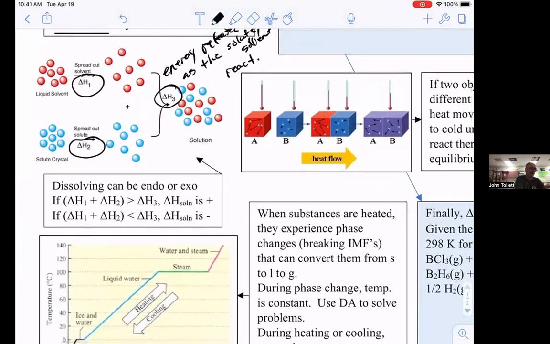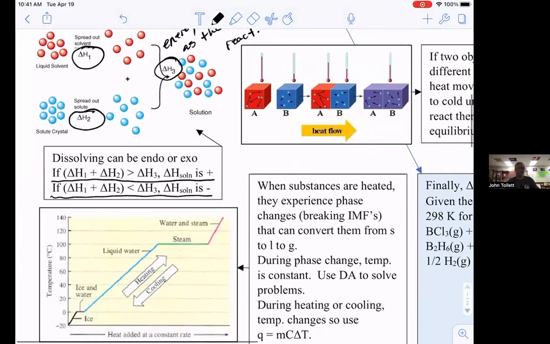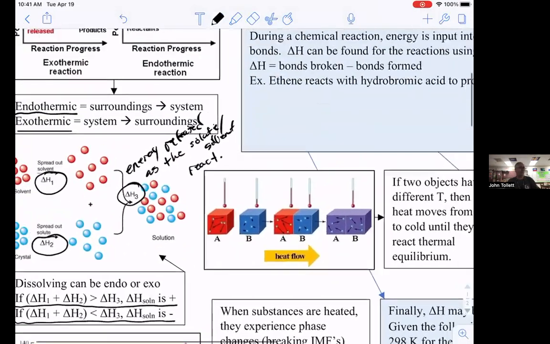If we look at it here, if these two are going to be greater, it's going to be positive. If these two are going to be less than the solution formation heat, it's going to be negative.